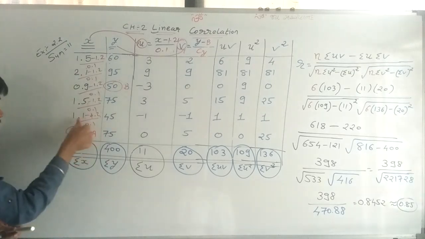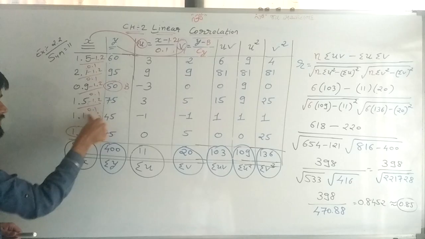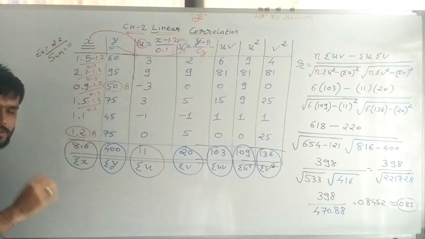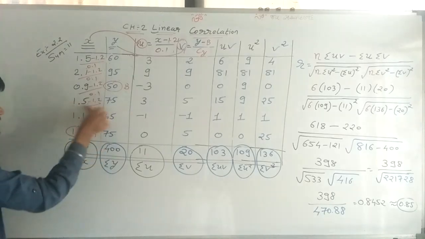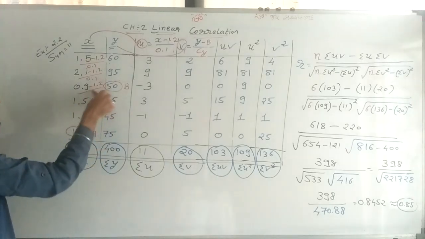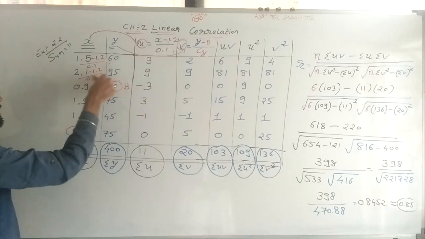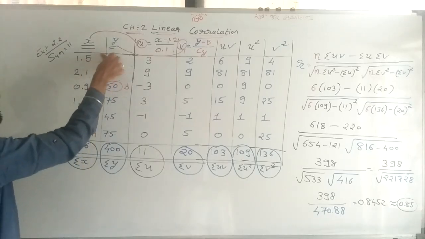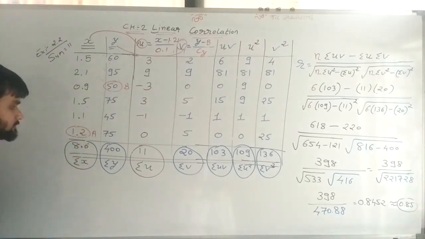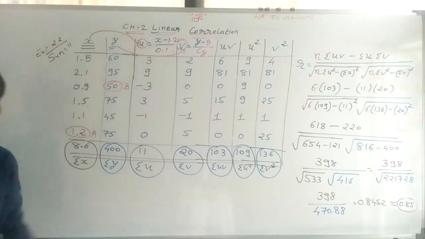Now this is written only for explanation. In the exam you don't need to write it. So I am making it original values. So for all the values we have found u.